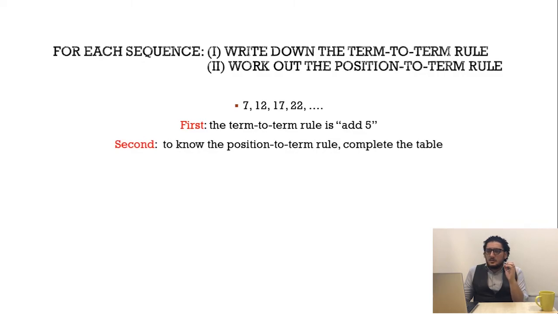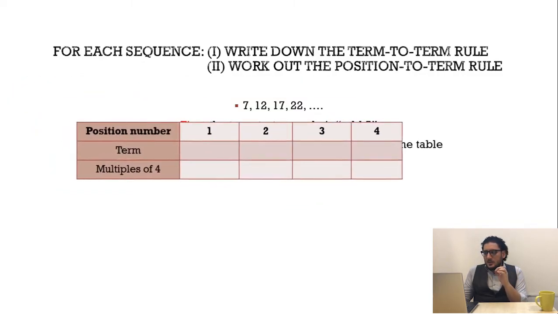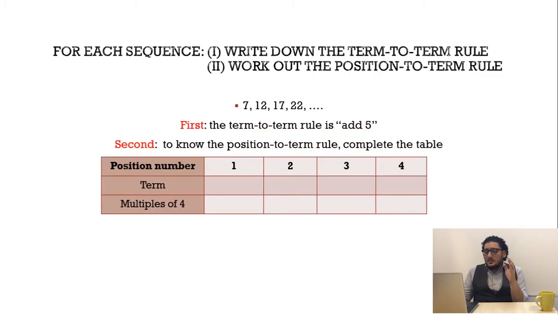Second, we need to use the table to find the position-to-term rule. The first row will be 1, 2, 3, 4. The second row will be the terms: 7, 12, 17, 22. And here we will use multiples of what? Of 4? No, it's multiples of 5, because the difference between each term and the next one is 5. So 5 multiply 1 equals 5, 5 multiply 2 equals 10, 5 multiply 3 equals 15, 5 multiply 4 equals 20.